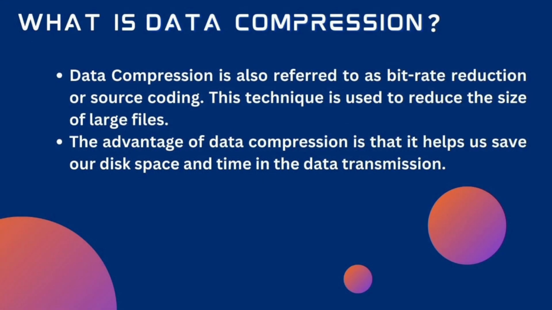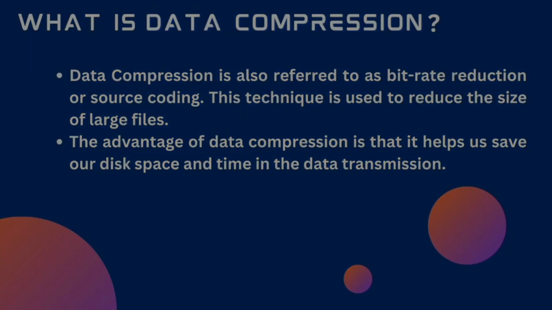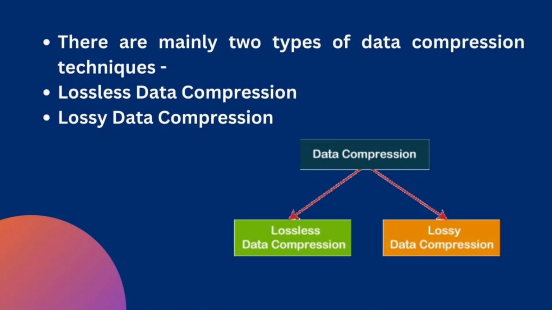What is compression? Compression also refers to bitrate reduction or source coding. This technique is used to reduce the size of a large file. The advantage of data compression is that it helps us save disk space and time in data transmission. There are mainly two types of data compression techniques: lossless data compression and lossy data compression.